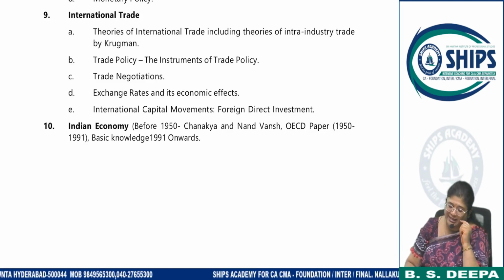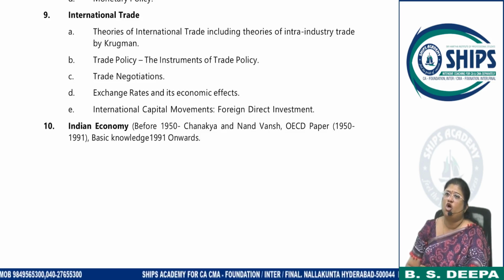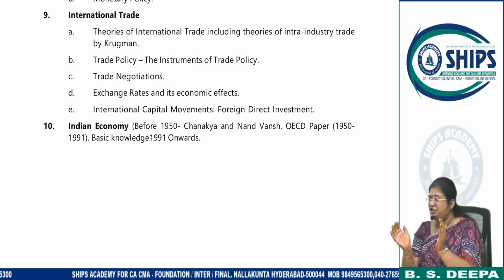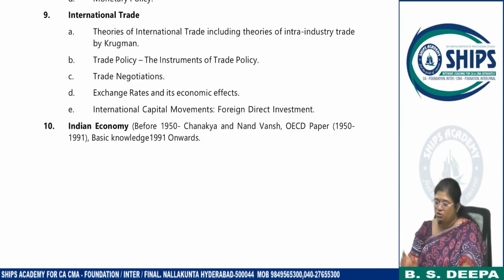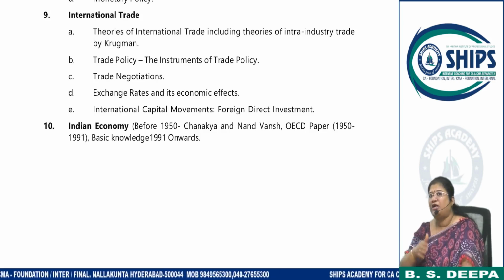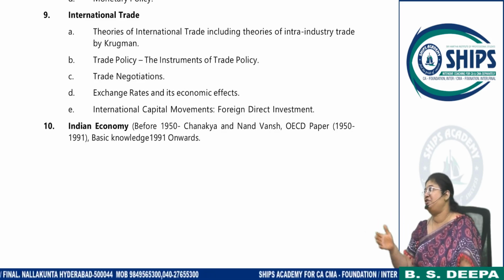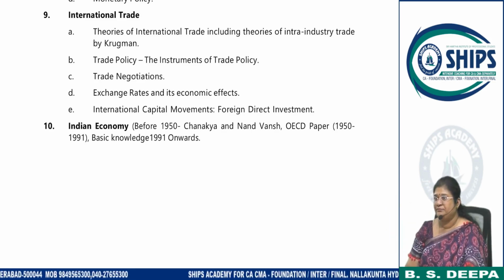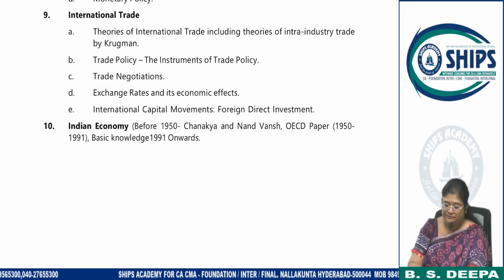And then you have the OECD paper. This is again the Organization of Economic Cooperation and Development. It is a kind of a body, an organization which consists of different countries coming together for cooperation and development. So that is what this OECD is, right? And of course, basic knowledge of what happened during 1991 and how the liberalization, privatization and globalization process took place in India. Basically, that is what it deals with. Okay, so this is the syllabus that you have in your economics.